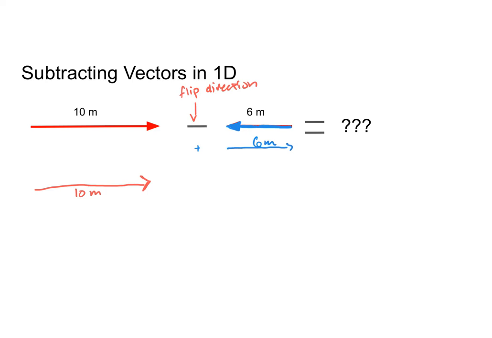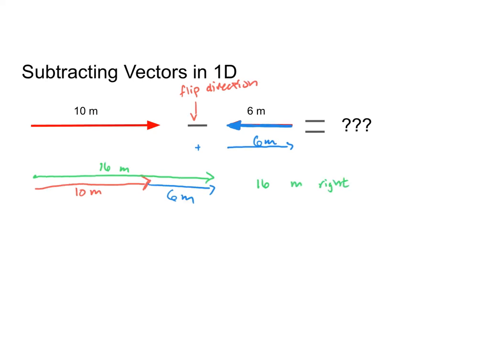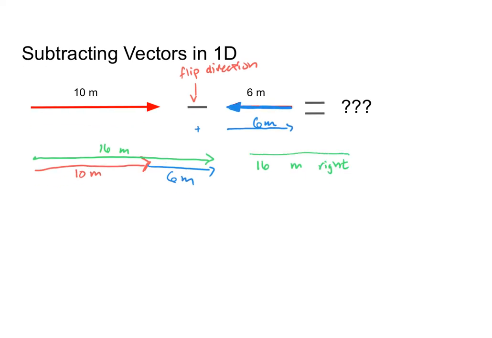So I'm going to go ahead and add these head to tail like so. And drawing a line from where I started, pointing to where I ended, I find that the sum of my two vectors is 16 meters right. And this is one way that you can subtract vectors in one dimension.